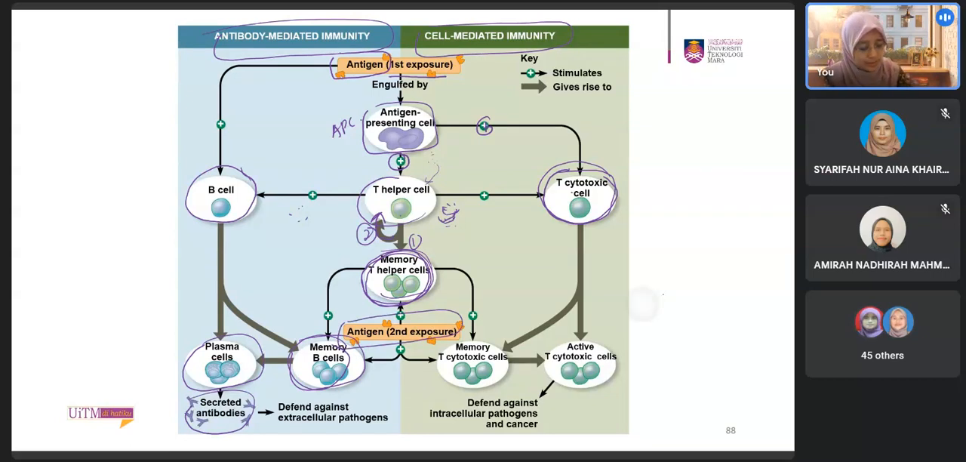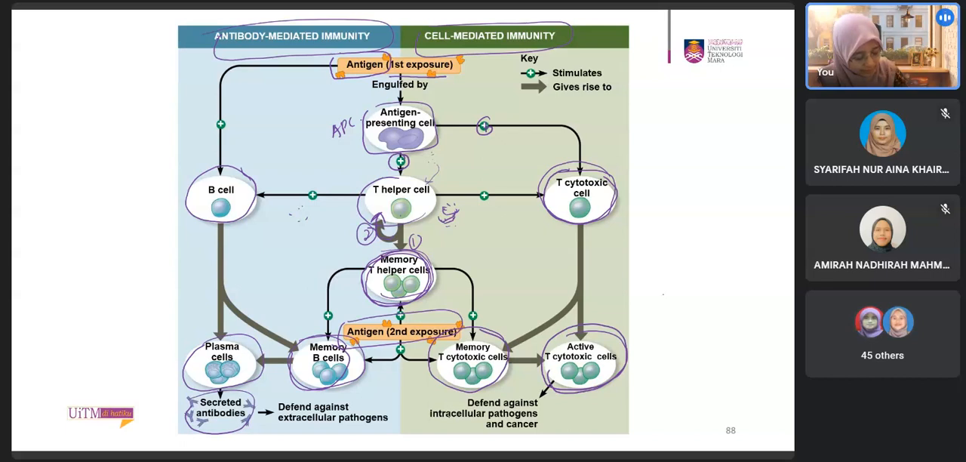Okay, same goes to the cytotoxic T cell. When it is activated, it proliferates and then differentiates into effector or active cytotoxic cell and also memory cytotoxic cell. So the active will function at the time of infection, the effector. So memory is stored in your lymph nodes, it has a long lifespan to protect your body against future infection by the same virus.